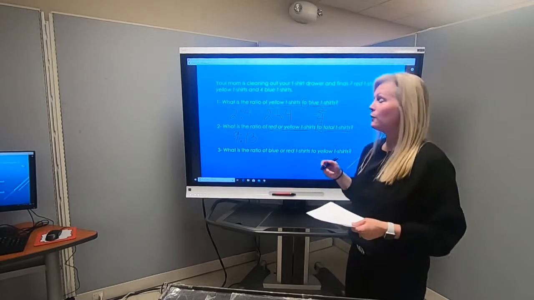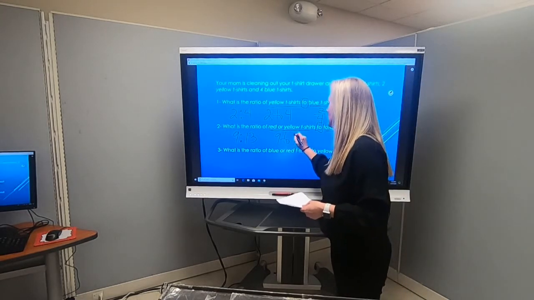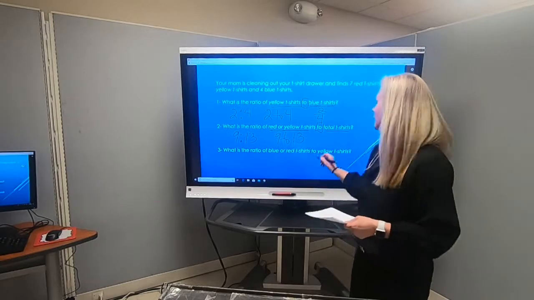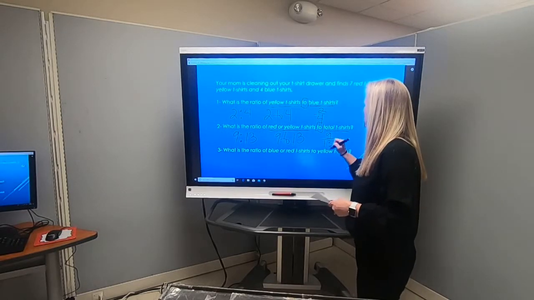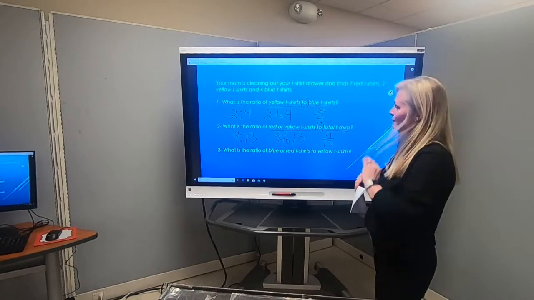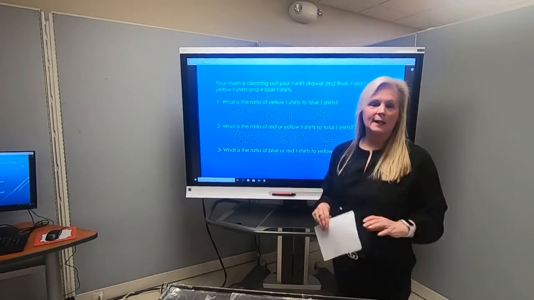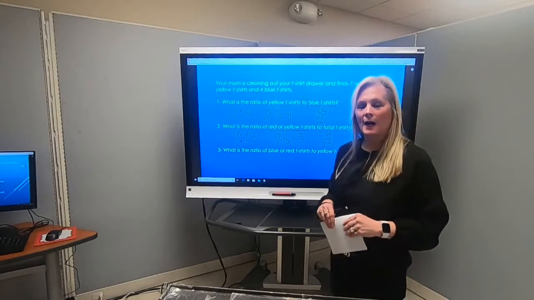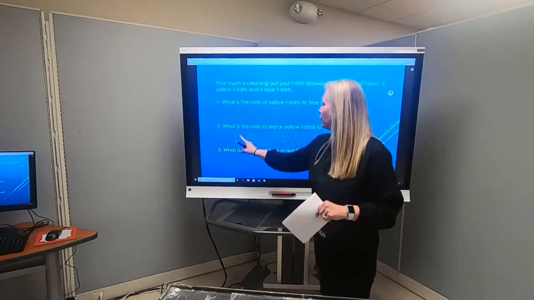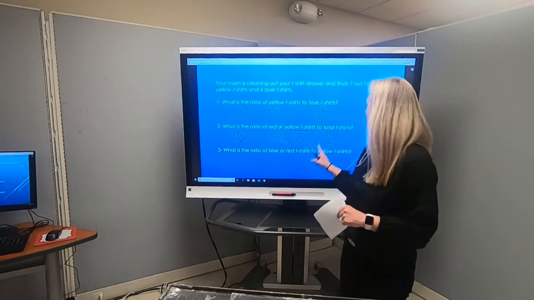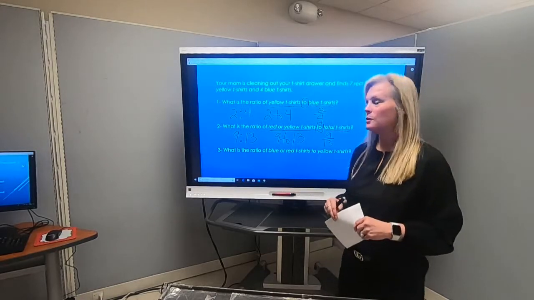The next way would be with the word "to" and as a fraction. Now 9 to 13, that has to stay 9 to 13 because it can't simplify. So we're going to have to leave that 9 to 13. What does that mean? That for every 9 red or yellow t-shirts, I have 13 total t-shirts.